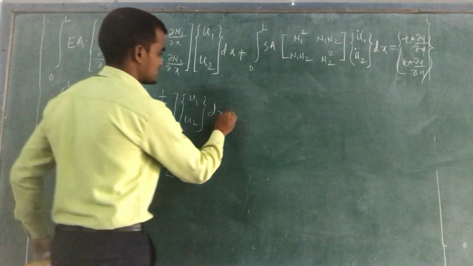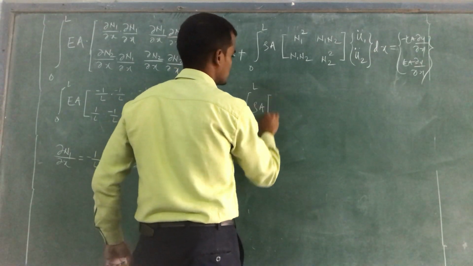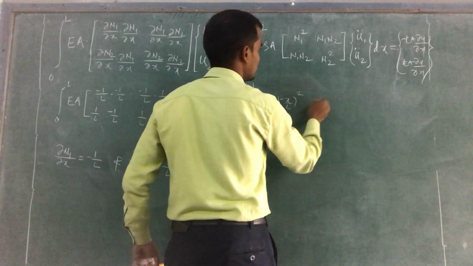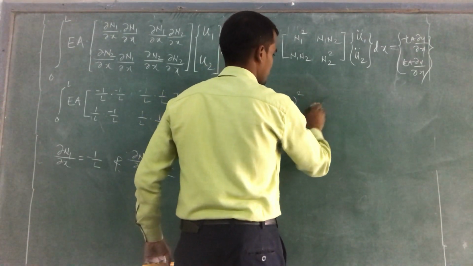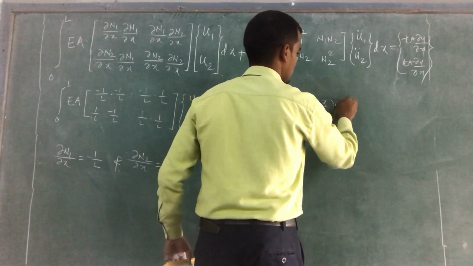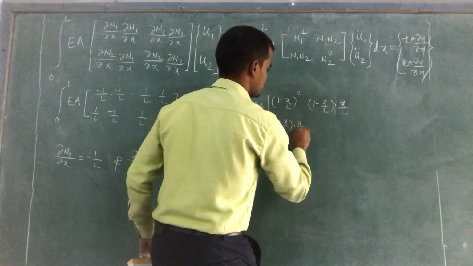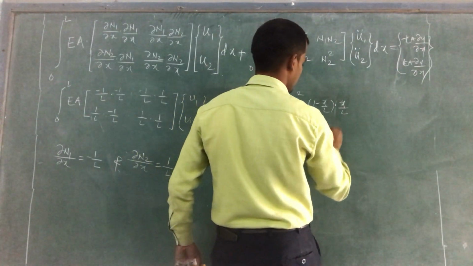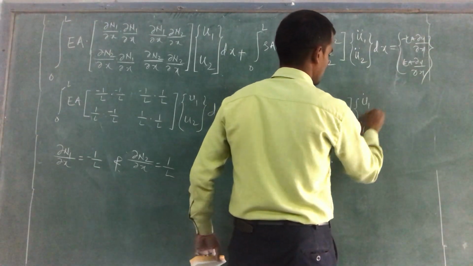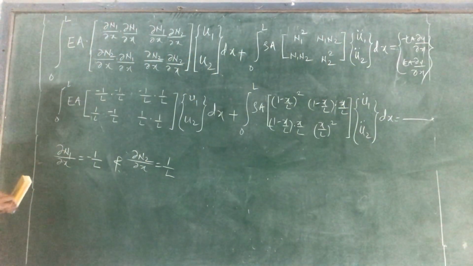Okay, plus integration 0 to L rho A. So instead of this we can write (1 minus x by L) bracket square, then (1 minus x by L) into x by L, then (1 minus x by L) into x by L, and for this case (x by L) bracket square, into u1 double dot u2 double dot dx is equal to this term. Okay, now we need to just solve this.